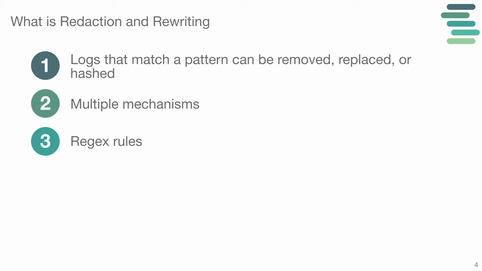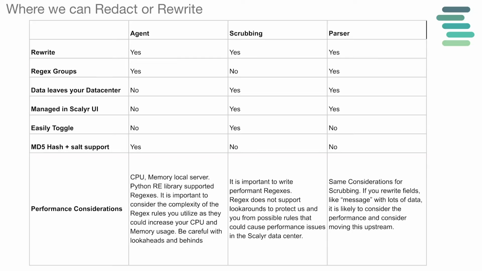They all use regular expression rules, but they use different regular expression libraries, and there are some limitations depending on where you actually put it. There are definitely performance considerations when it comes to the types of regular expressions you use. So that's the basic information on redaction and rewriting. Now let's talk about where we can redact or rewrite. The places are in the agent, within scrubbing, and within the parser.